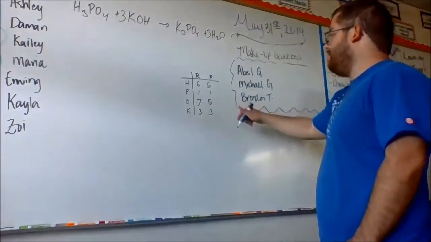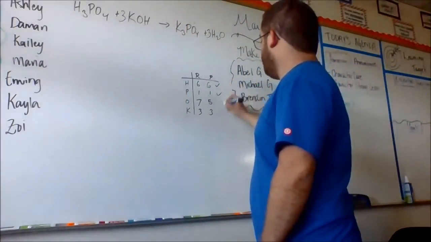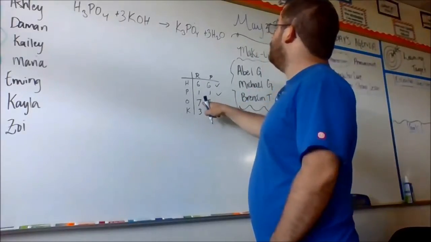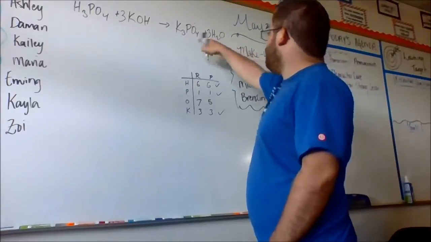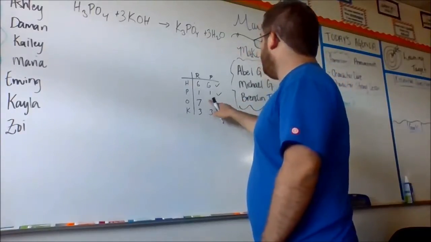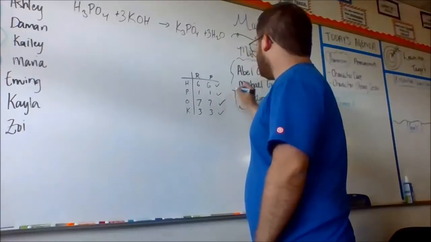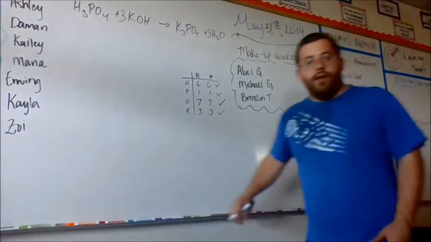So we're just left with oxygen, right? But we changed this now. There's 3 oxygens there, there's 4 there. That makes that 7 now. And we're now balanced.